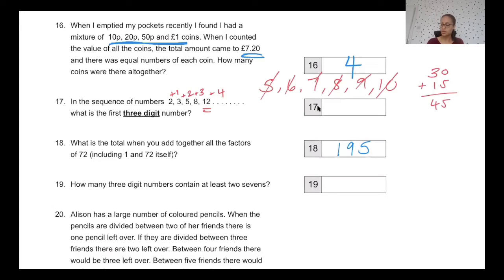Okay, so 12 add 45 is 57. And then you might want to do the same thing again.